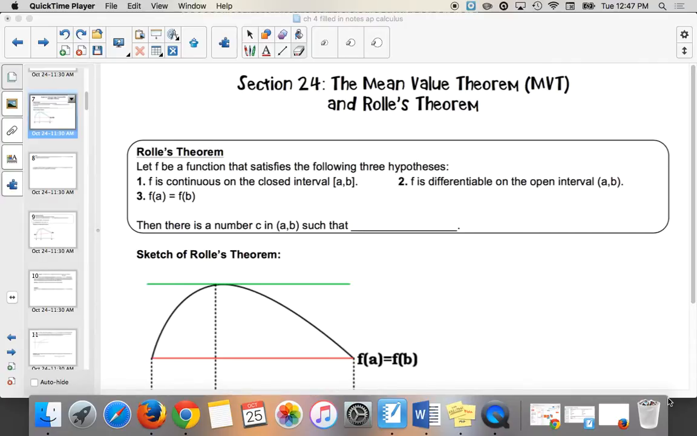The way I memorize this is I always remember that it's rolling hills. Rolling hills always have maximums and minimums, right? What is the slope at the top of a rolling hill? 0. Okay, that's the way you're going to remember Rolle's theorem. Rolle's theorem has three conditions.